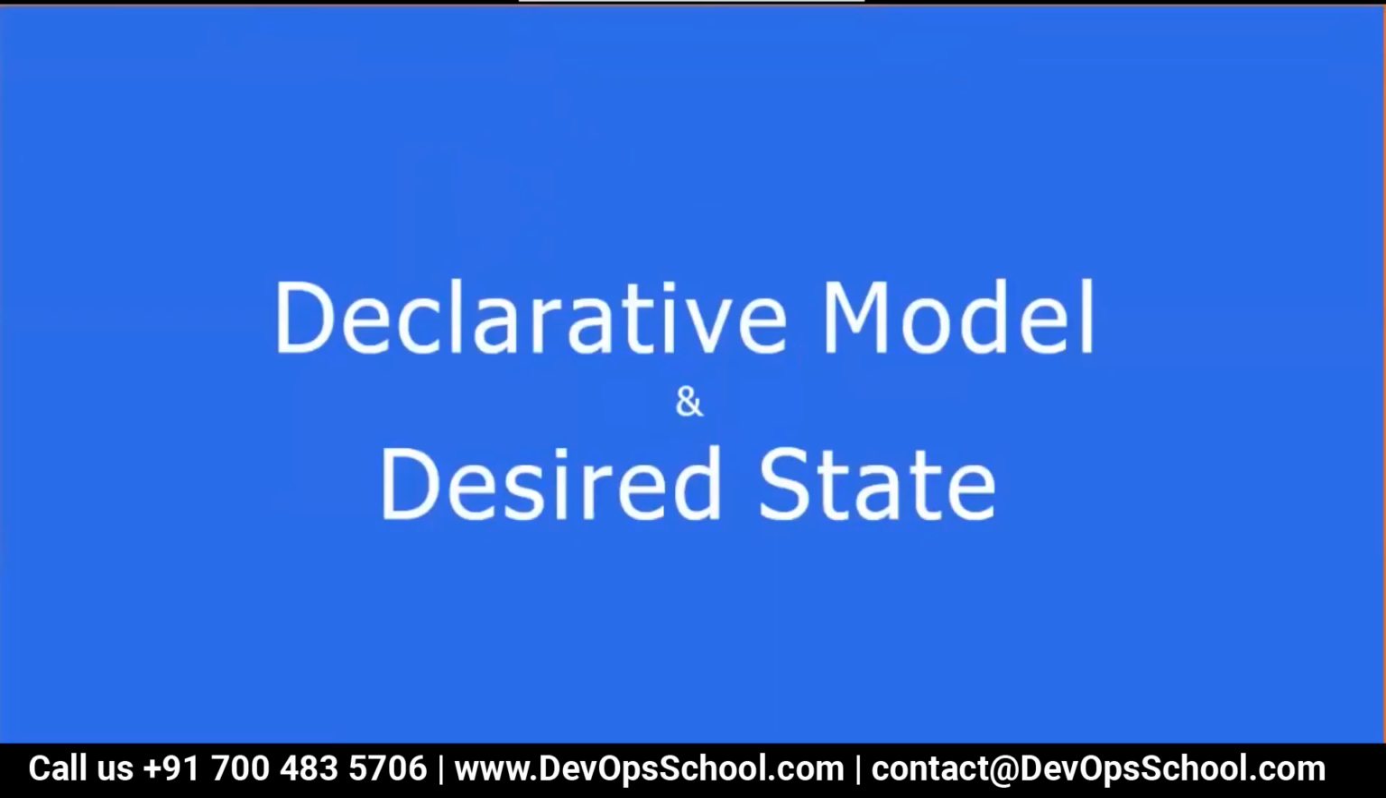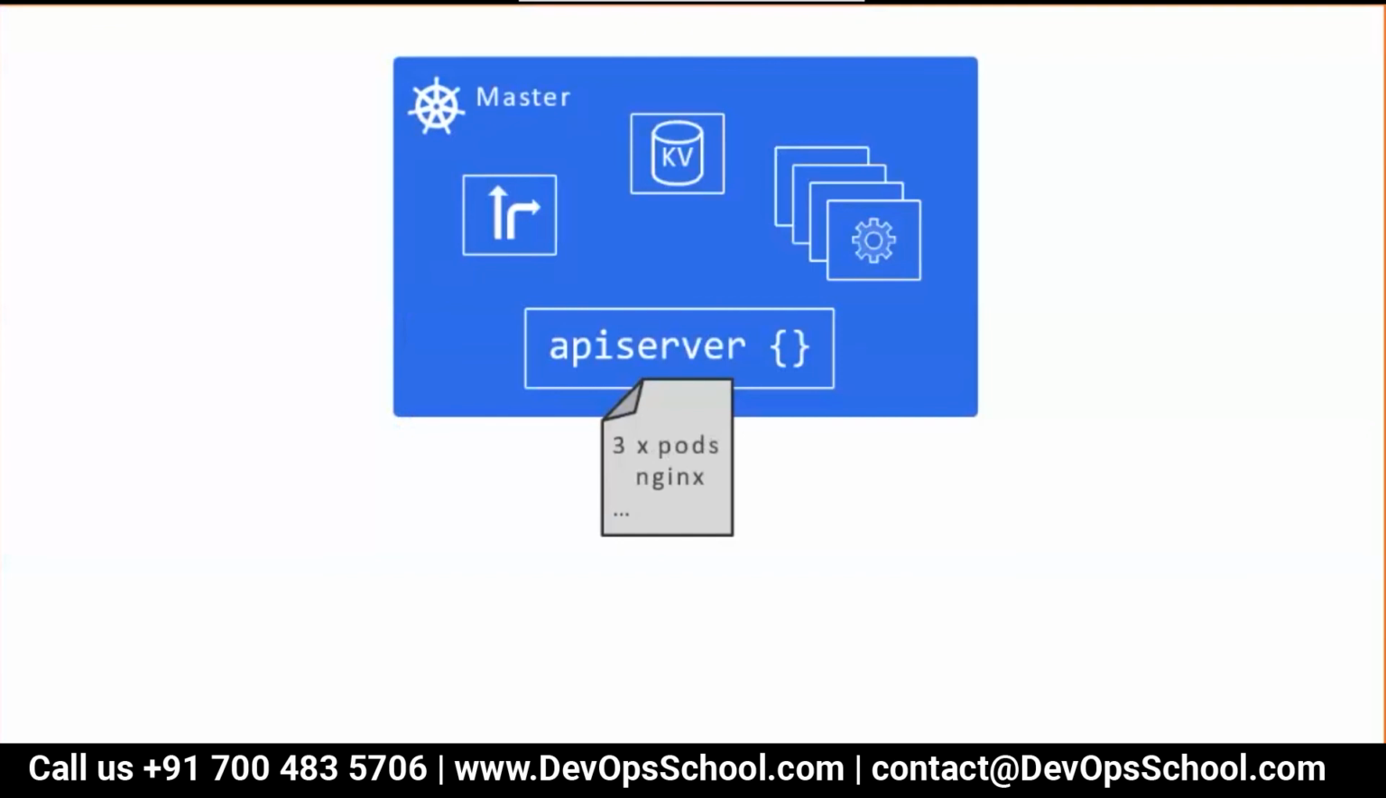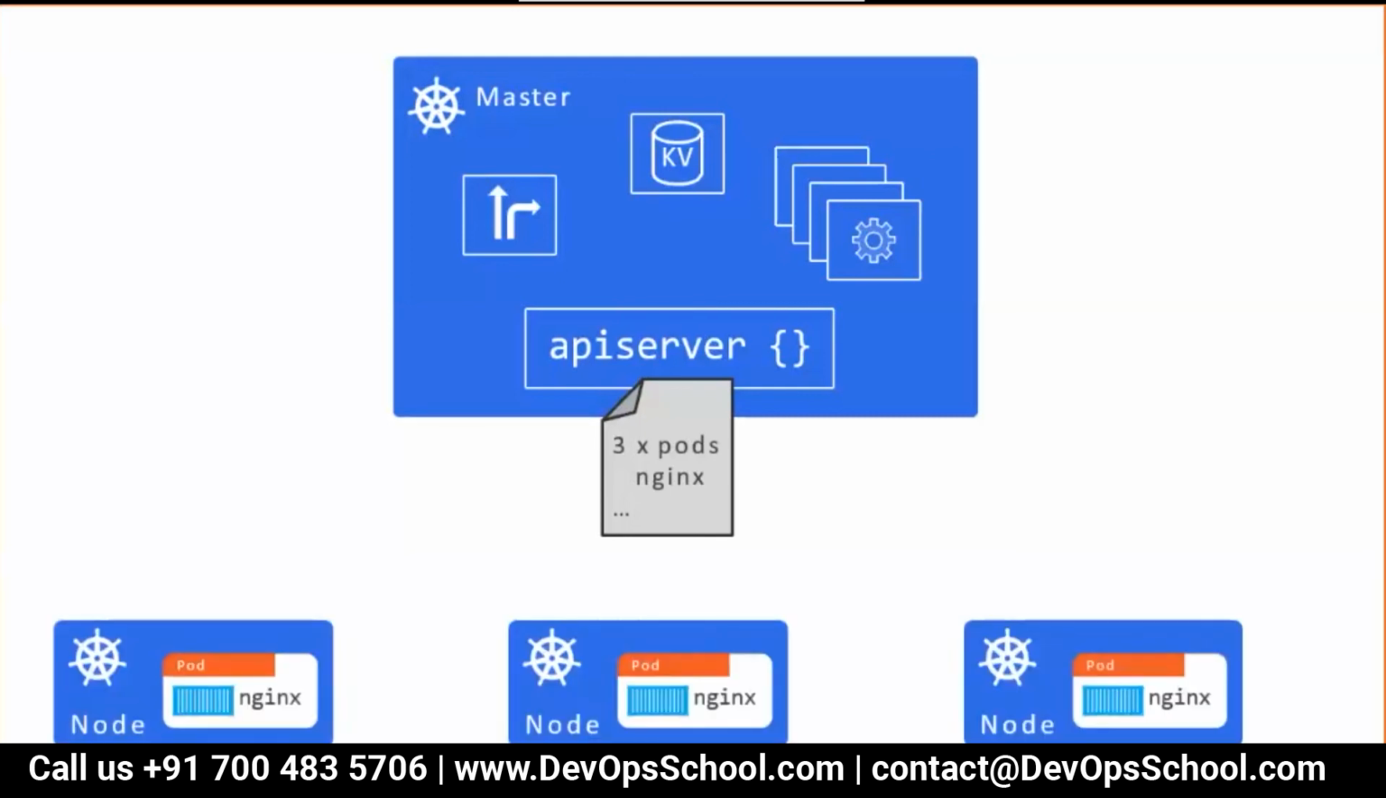You are going to declare in the YAML or JSON, what? I want 3 pod. Remember, pod has a container. You know that for sure. So you want 3 pod of what? So you want 3 pod of Nginx. Yeah. You want 3 pod of Nginx. And then forget about it. You got this. How you got it? I don't have to tell you.